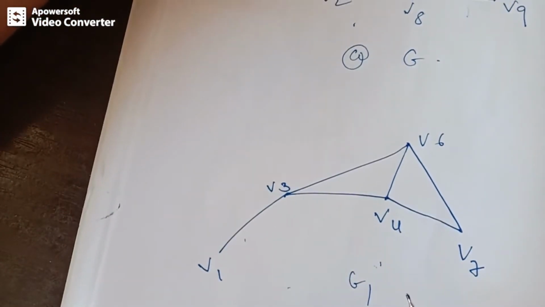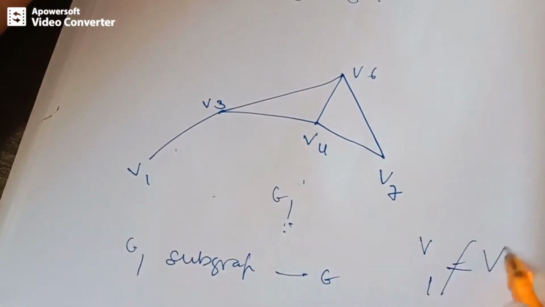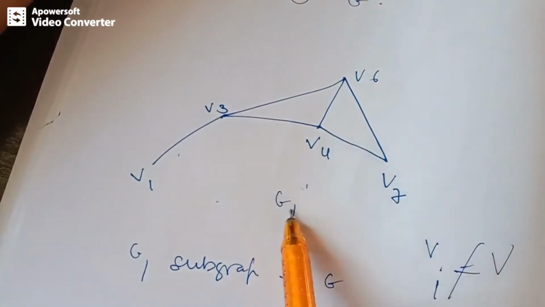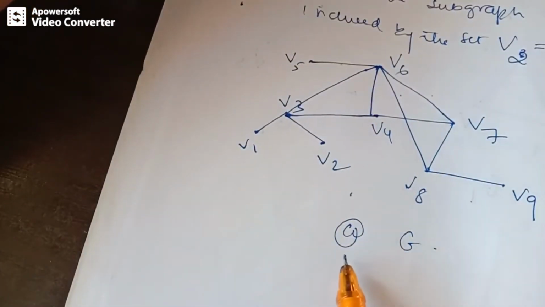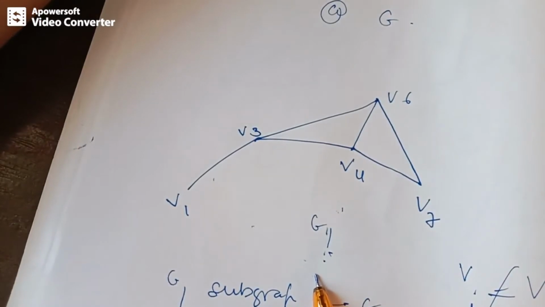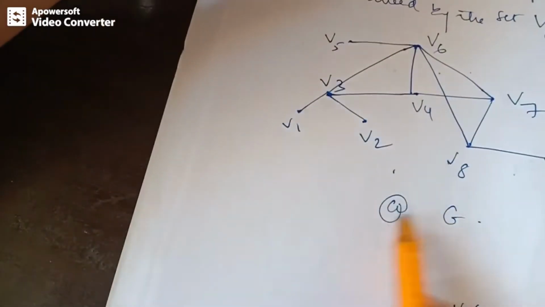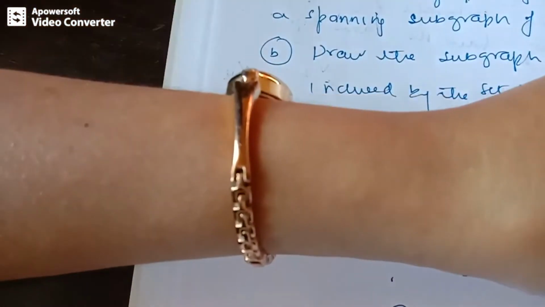Yes, therefore V1, the number of vertices, is not equal to V, where V1 represents the number of vertices in G1, and V represents the number of vertices in the graph G. Therefore, we can say that G1 is not a spanning subgraph of G. So, you can give that in definitions. Next, coming to the next problem.